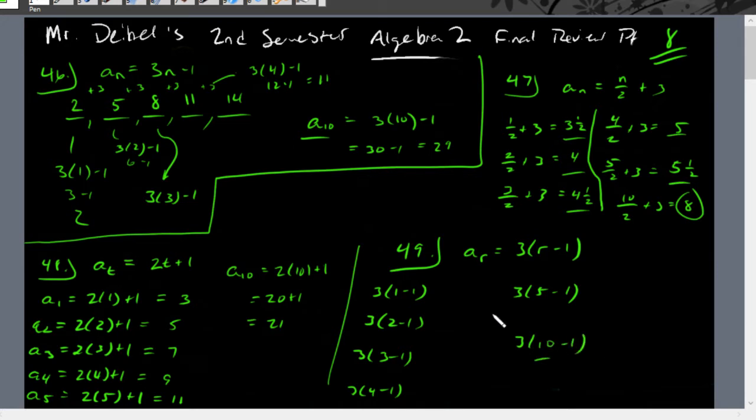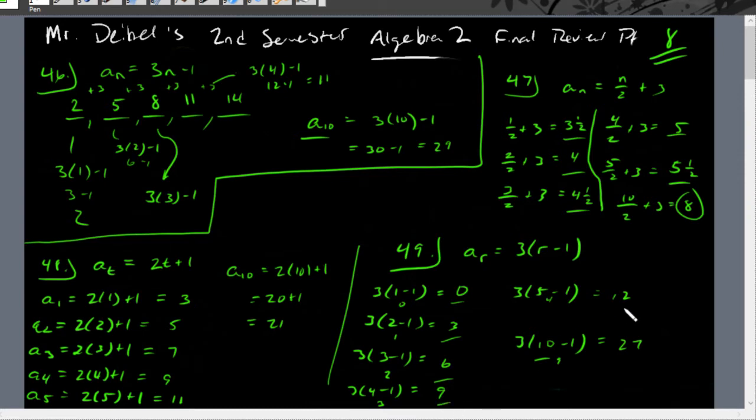Why did I plug 10 in there? Well, because that's the 10th term. So this is 0 times 3. I'm just going to go through here and write these down. So 3 times 0 is 0, 3 times 1 is 3, 3 times 2 is 6, 3 times 3 is 9, 3 times 4 is 12, 3 times 9 is 27. So there is our first, second, third, fourth, fifth, and 10th term. Surprise, we are done.